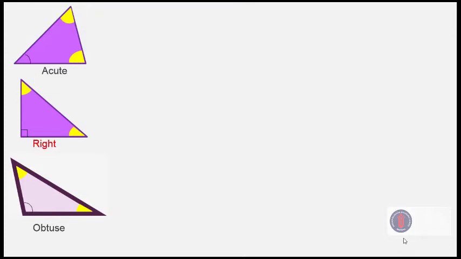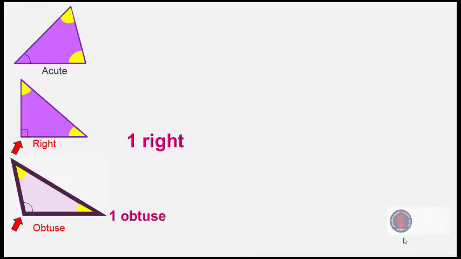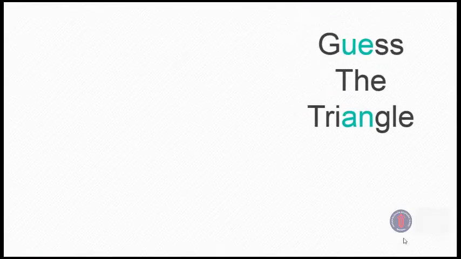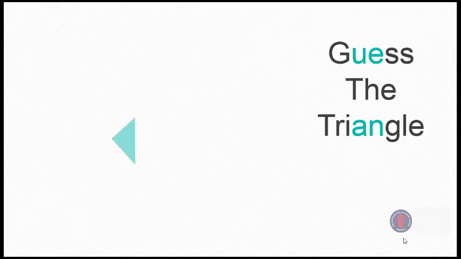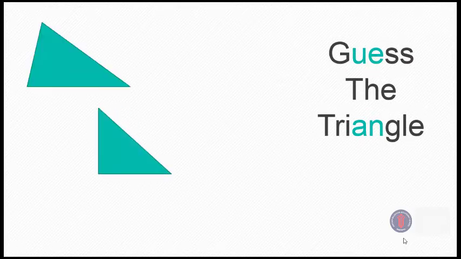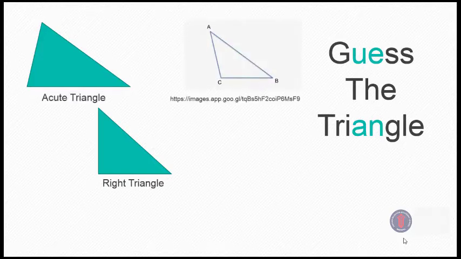The situation is easier with right and obtuse triangles because you can only have one right or one obtuse angle per triangle. So as soon as you spot one of those kinds of angles, you know what type of triangle you have. Now, can you guess this triangle? What triangle is this? Right, this one is a right triangle and this one is an acute triangle. And how about this one? This one is an obtuse triangle.